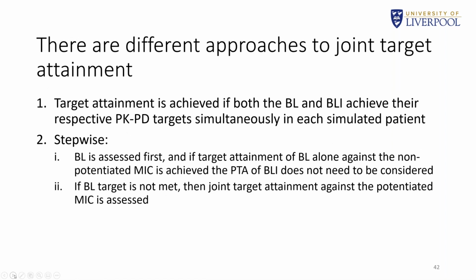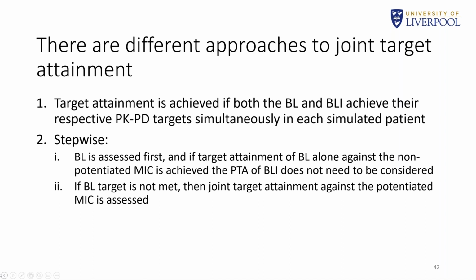So you've got to consider both those targets, but there's also different approaches to how you consider that joint target. So one of these approaches is that you consider that target attainment is achieved if you can demonstrate that both the beta-lactam and the beta-lactamase inhibitor achieve their respective PK/PD targets simultaneously in each simulated patient. Another way that is being done is a stepwise process.